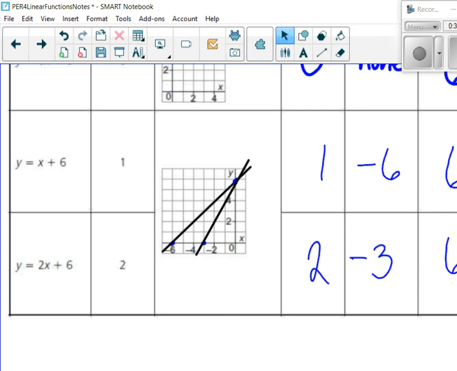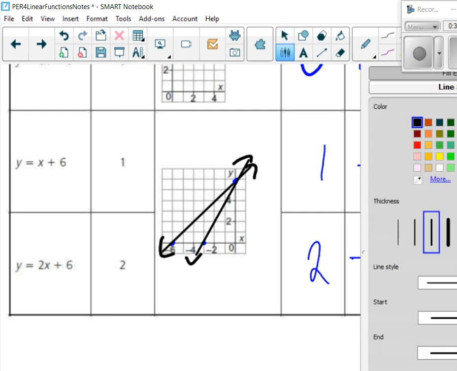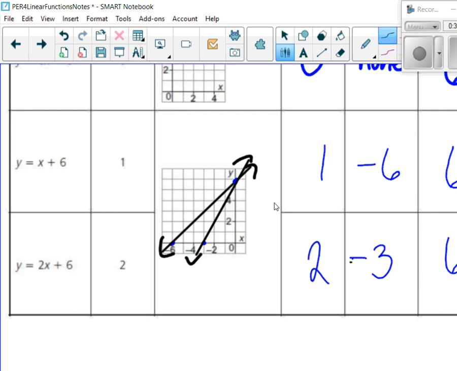And we put arrows on it, right? And what else do we do? We label it when there's more than one on there, so I know which one is which, right? So this one is y equals x plus 6. This one is y equals 2x plus 6.